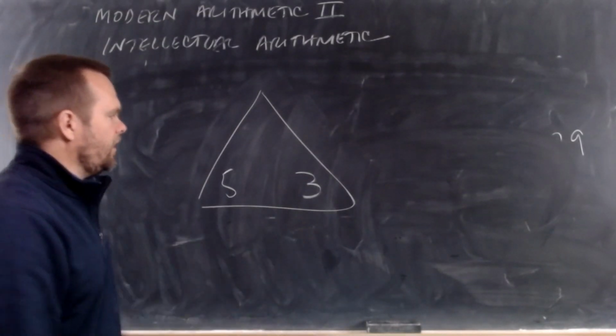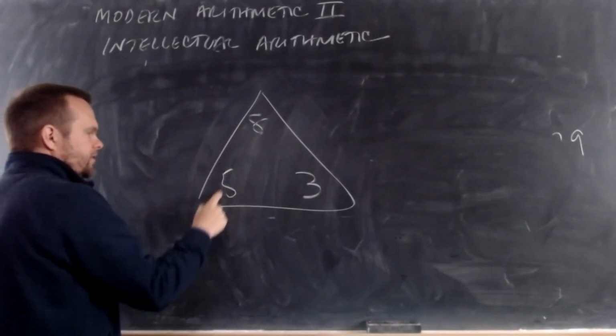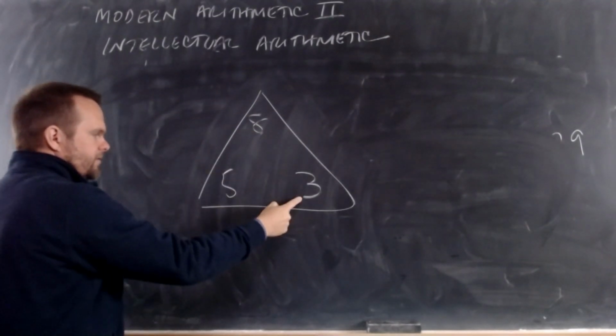5 and 3 are? 8. 3 and 5 are? 8. 8 minus 5 are? 3. 8 minus 3 are? 5.